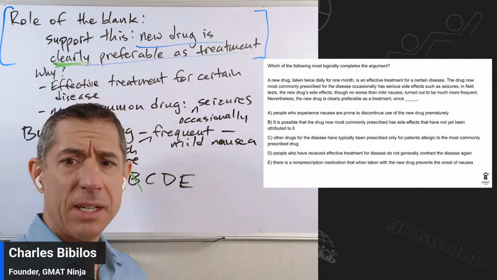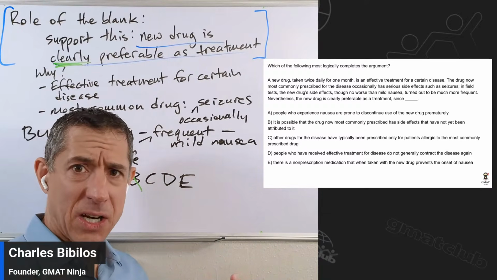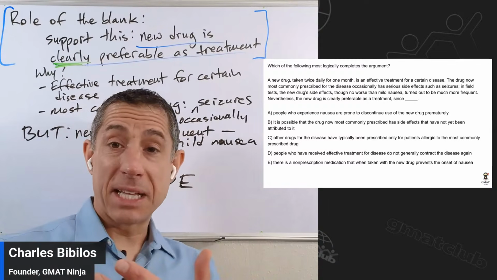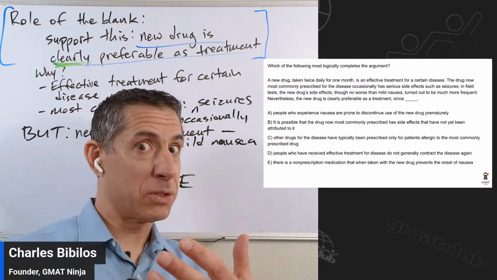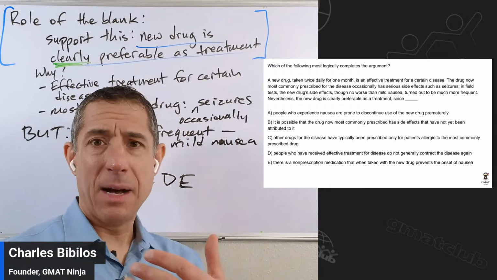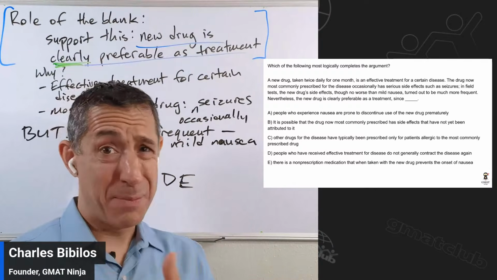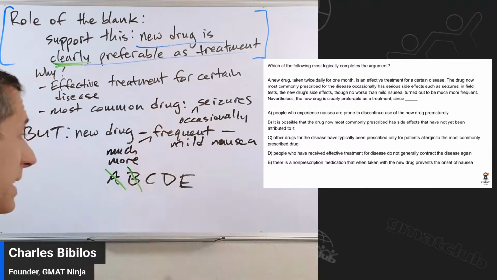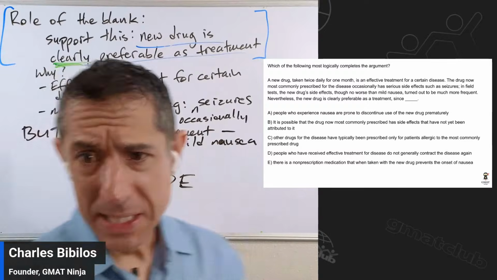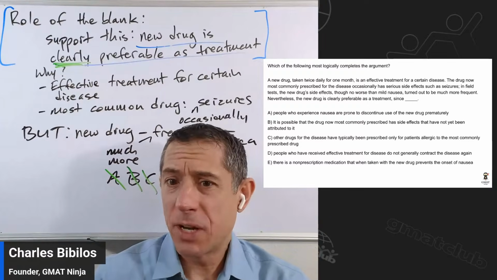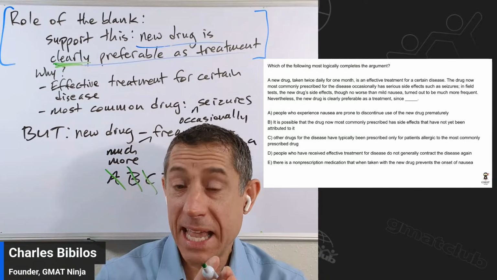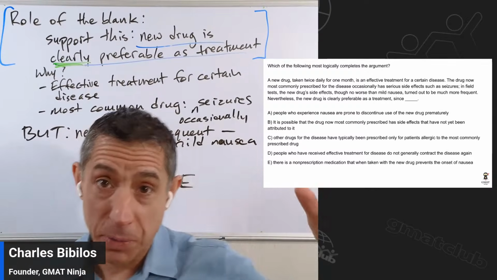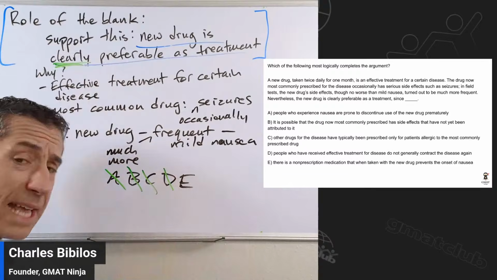C, other drugs for the disease have typically been prescribed only for patients allergic to the most commonly prescribed drug. That's not going to strengthen anything here. Is that going to tell us why this new drug is clearly preferable? If C said something like, oh, a lot of people are allergic to the current drug, that'd be different. But this is saying, hey, the other drugs are only used when people are allergic to the current one. That doesn't strengthen the idea that this new drug is clearly preferable. So C is out. D, people who have received effective treatment for disease generally do not contract the disease again. That's good. That makes me happy. That has nothing to do with whether the new drug is preferable to the old drug. So D is out.